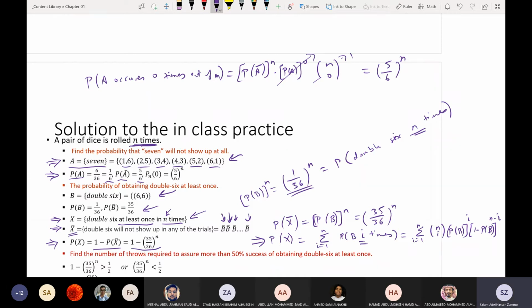واضح شباب؟ Yes. 1 minus this equals 1 minus the probability of B complement to the power n. This equals this, because in the summation from I equals 1 to n, if we sum from I equals 0 to n we get 1. So what is missing here is when I equals 0, which is this term.